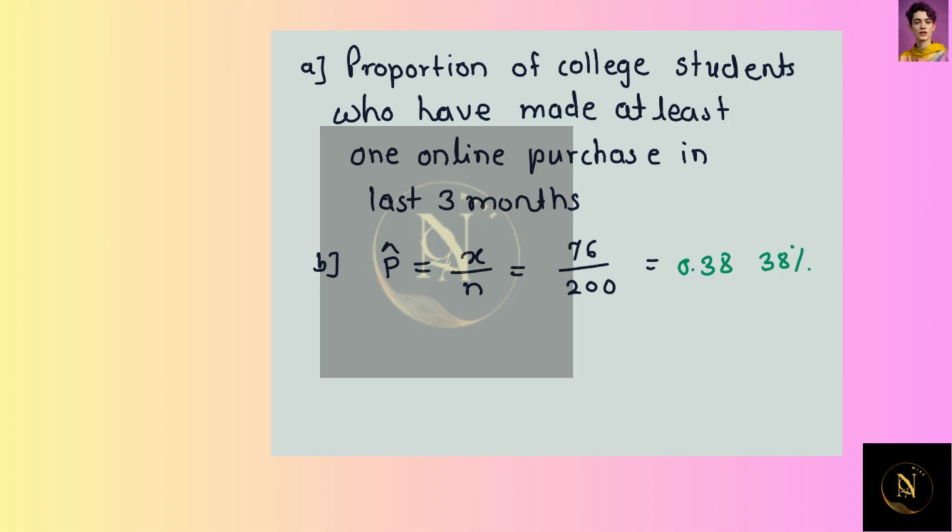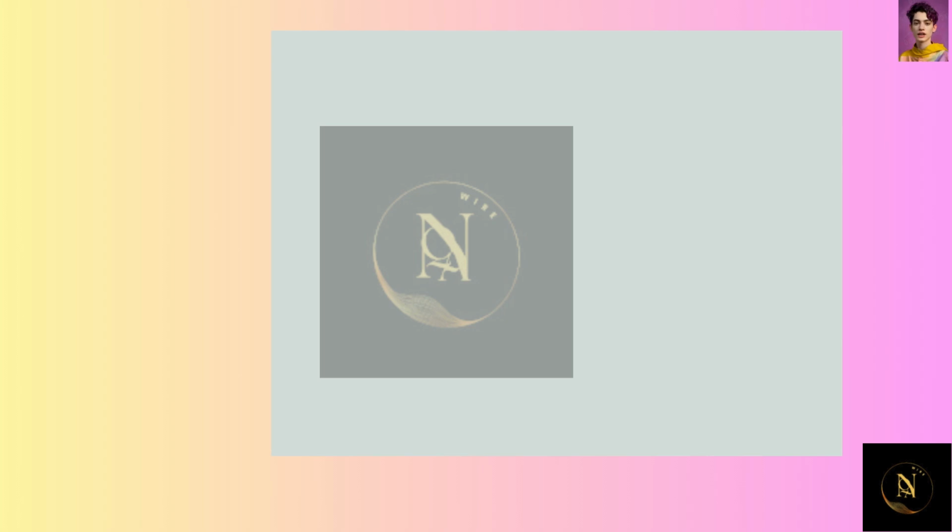And the standard error of the sample proportion P hat is the square root of P hat into 1 minus P hat upon n. With P hat equal to 0.38 and n equal to 200, we get the standard error as 0.034. Bit C.